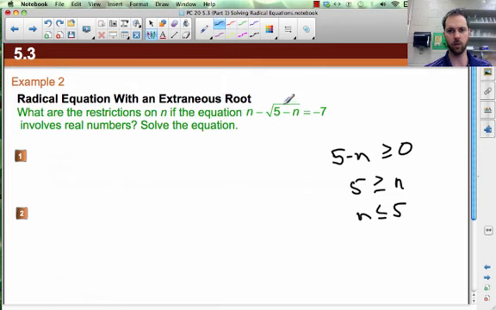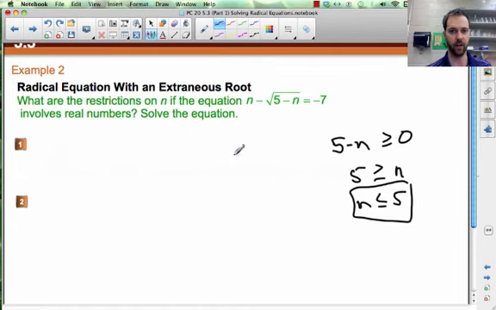We only need to worry about the restrictions on this n, because the only thing we're not allowed to do is take the root of a negative. We can do anything we want with this n. This could be 30. This could be negative 30. Could be negative 4,612. Doesn't matter. But for this to be real, this condition has to exist and n must be smaller than or equal to 5.